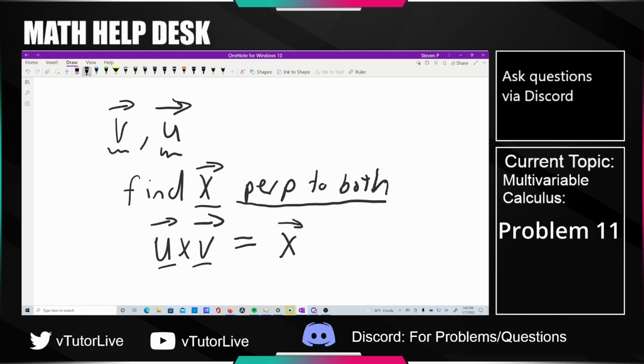Hey, isn't that exactly what we were being asked to find in this problem? It is. Yes. So this problem was essentially just a different way of slyly asking you, hey, remember that the cross product, this is exactly what it does. It finds something perpendicular to both.